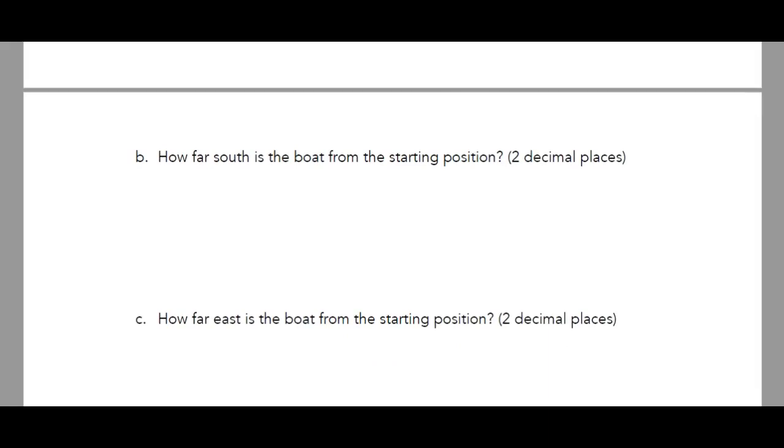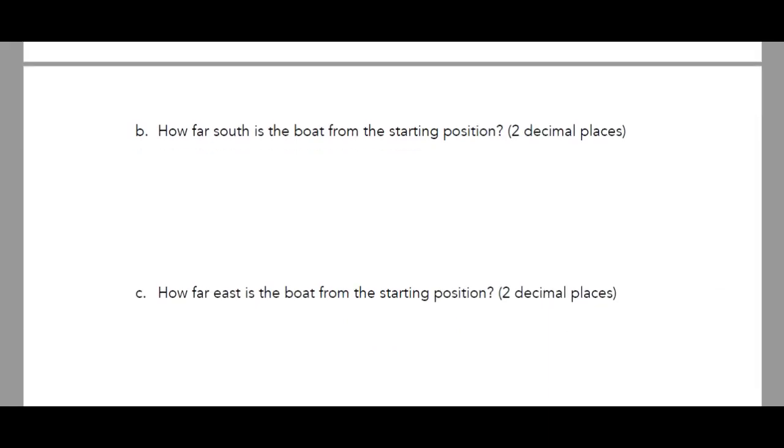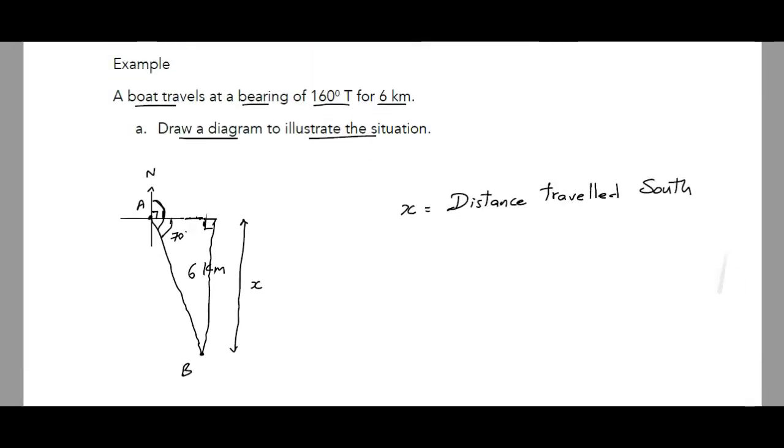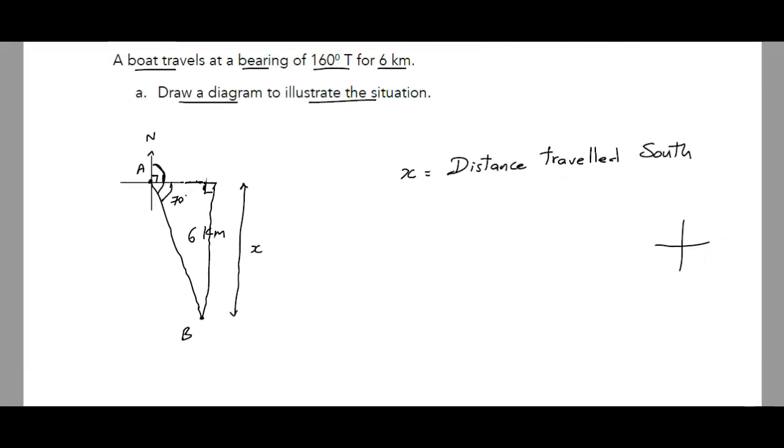And if you notice the next part of the question, how far east is the boat from the starting position? Now, the four directions that we have are north, south, east, and west. And looking at the diagram, that is the distance that the boat has traveled east from the starting point. So let's just call that y. So if I put this triangle by itself, I can see that I have a right angle triangle there. This distance is 6 kilometers, and that's my x, and that's my y.